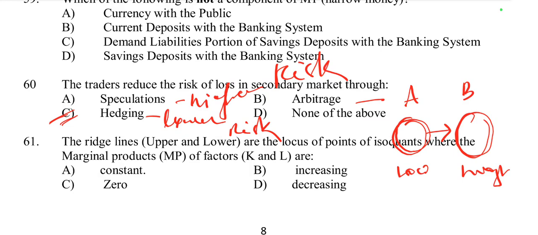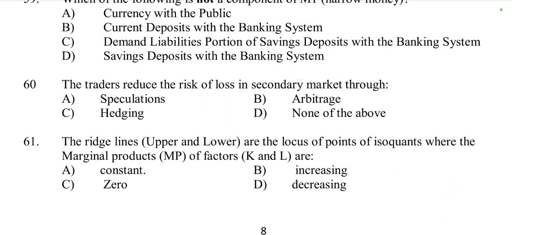Arbitrage opportunities typically arise due to market inefficiencies, and by executing such trades, traders reduce price discrepancy across markets. So it continues till both markets' prices become equal. So this is all about speculators, arbitrage and the hedging process. So here the right option is hedging.